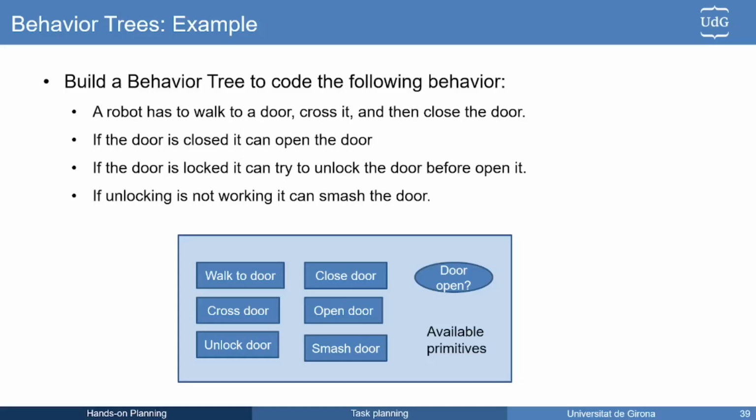This is a slightly more complex behavior, but it's similar. A robot has to walk to a door and cross it, not only open it, but cross it, and the door is closed. If the door is closed, we can try to open. If not, we can try to unlock, like we did here. And if we cannot open, not unlock, we can just smash it. These are the actions that our robot has: walk to the door, cross the door, unlock the door, close the door, open the door, smash the door, and we can check if the door is open or not.